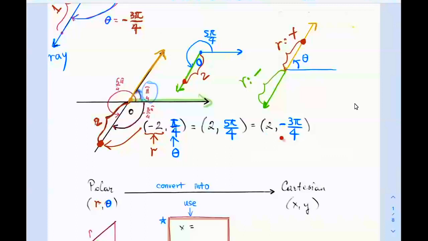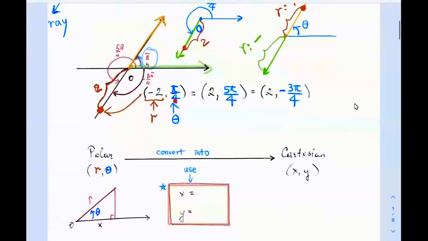You locate that point right here. And there are many different representations of the same point, because if you add any multiple of 2 pi to theta, you're going to end up at the same point anyway. So you see there are many different representations of the same point. So polar coordinates are not unique. You can have different representations.